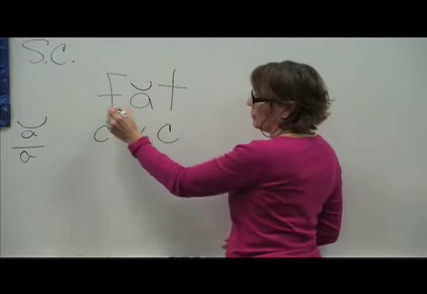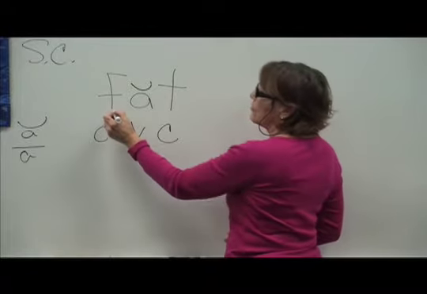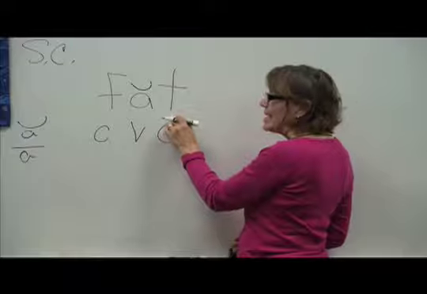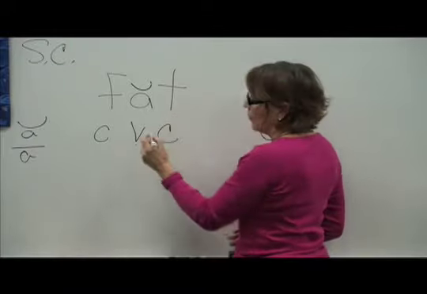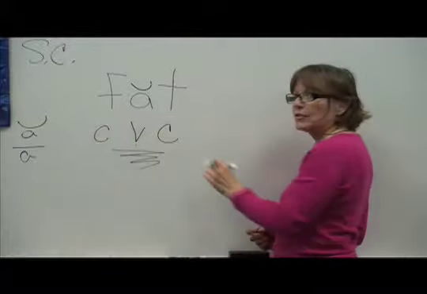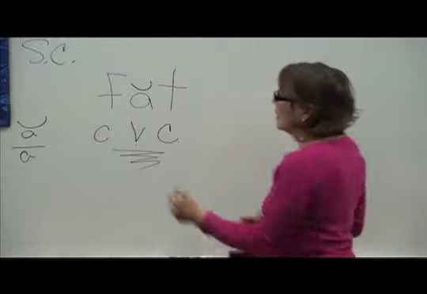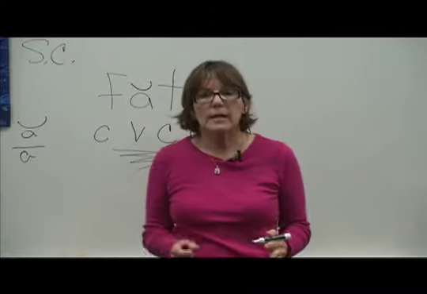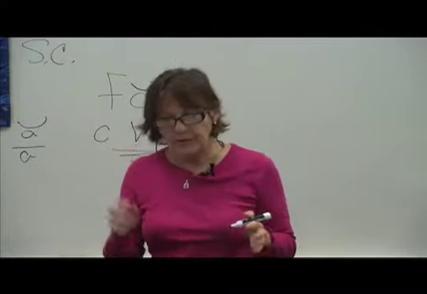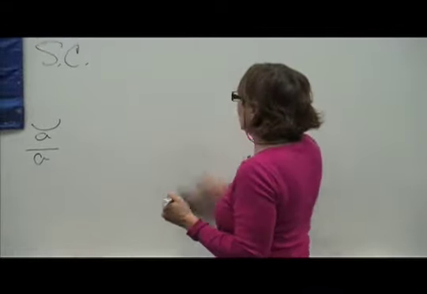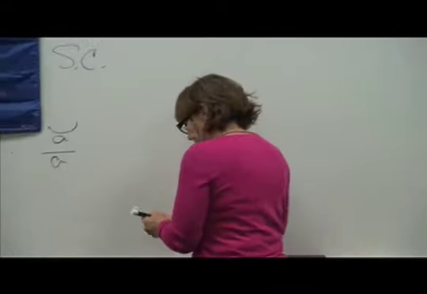As we're working on producing what this word is, first sound is /f/, short sound of A is /a/, and the ending sound is /t/. Now what we do, what I call, is blend. I'm going to blend these sounds together to produce a word. All right, so this word is fat, fat.